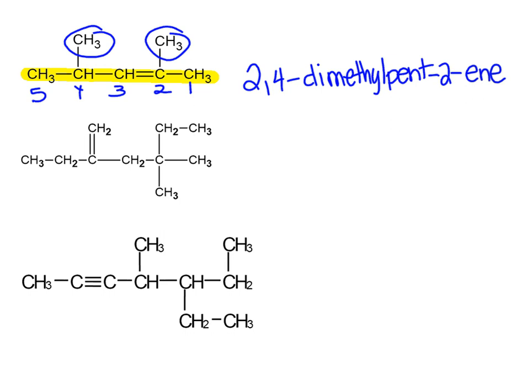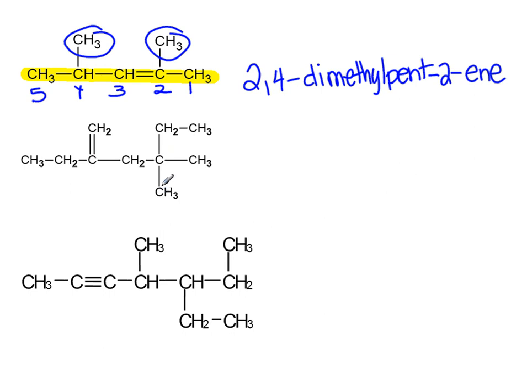Okay, so let's see what's going on with example 2. We said we have to find the longest chain that includes any functional groups. So here I can see there's a double bond. I need to make sure when I number, it has that included in the chain. So let's just count what the longest chains could be and see whether they include the double bond or not. I could go 1, 2, 3, 4, 5, 6, 7. 1, 2, 3, 4. I could go 1, 2, 3, 4, 5, 6, or 1, 2, 3, 4, 5.